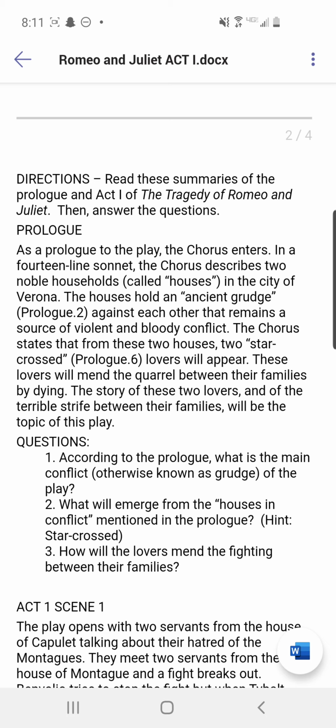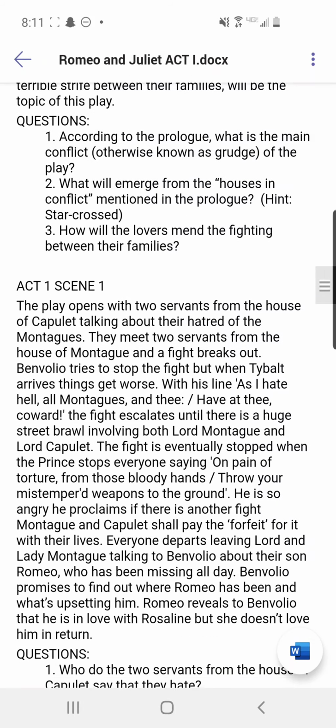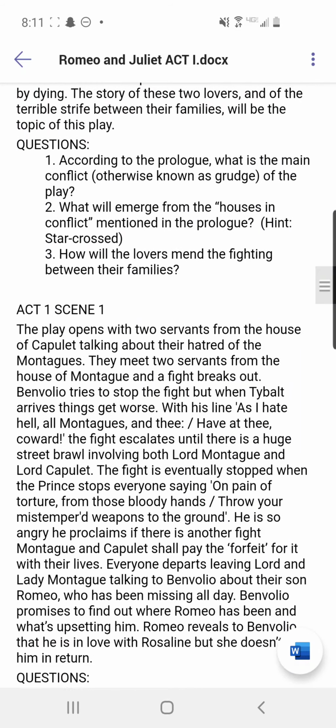It says, what will emerge from the houses in conflict mentioned in the prologue? What will emerge? Two star-crossed lovers will appear, and they will mend their family's quarrel, which means they're going to stop their families fighting. But they die, so that kind of sucks. Okay, so that's the prologue, and basically the entire summary of Romeo and Juliet.